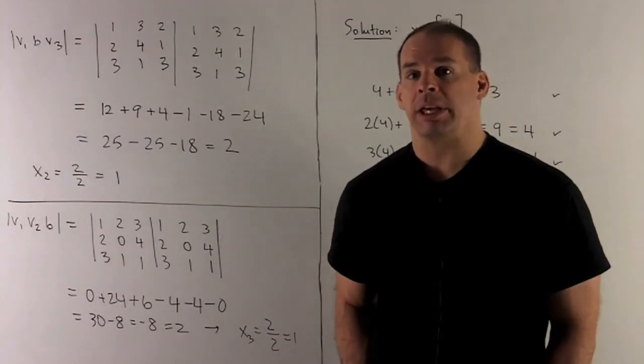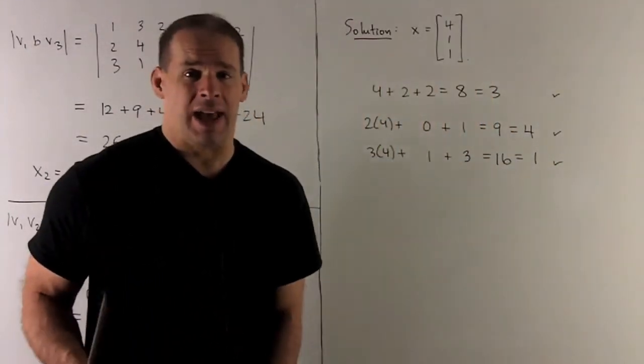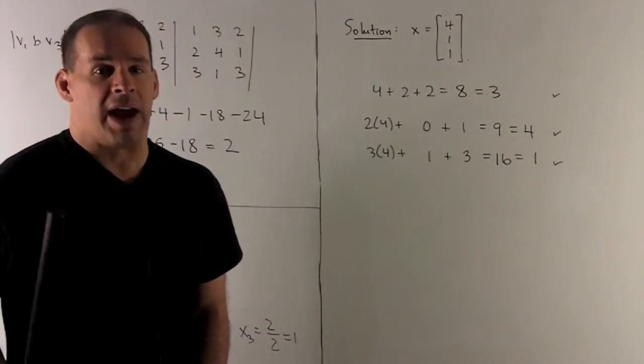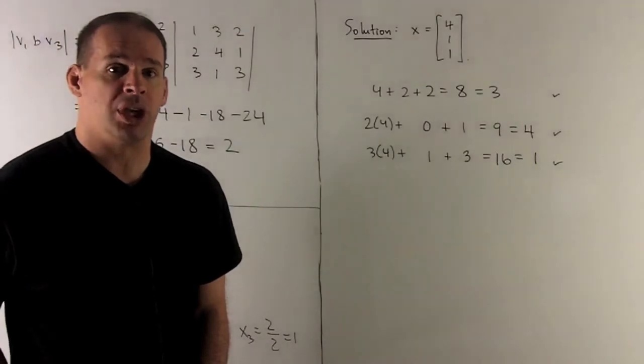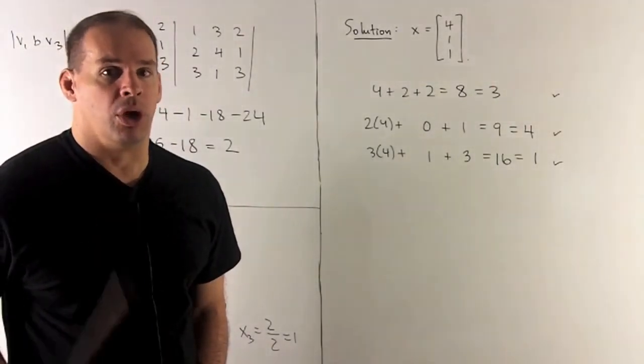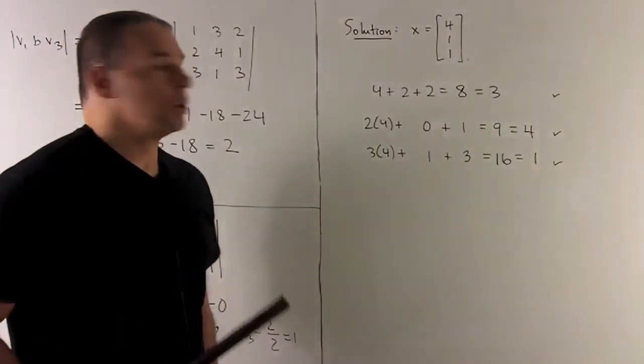So our answer is going to be, x is going to be the vector 4, 1, 1. Finally, we take our solution, put it back into the original equations to check our answer, and we'll note that our answer checks out.